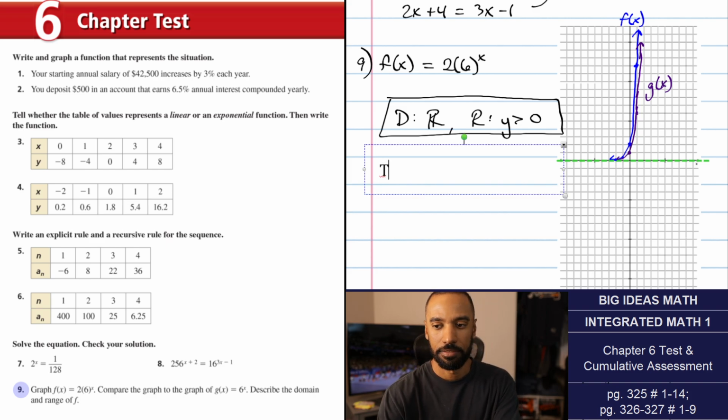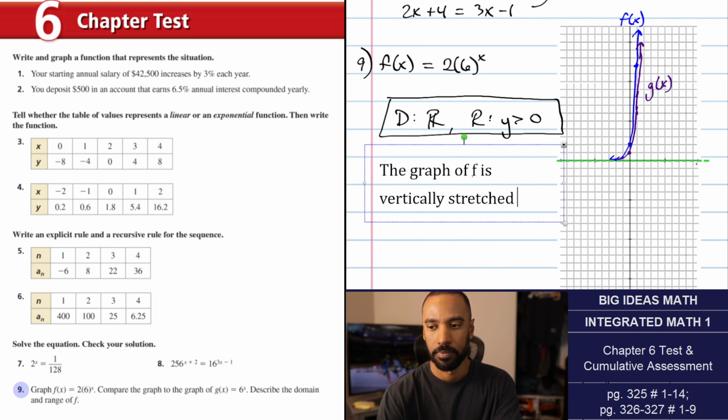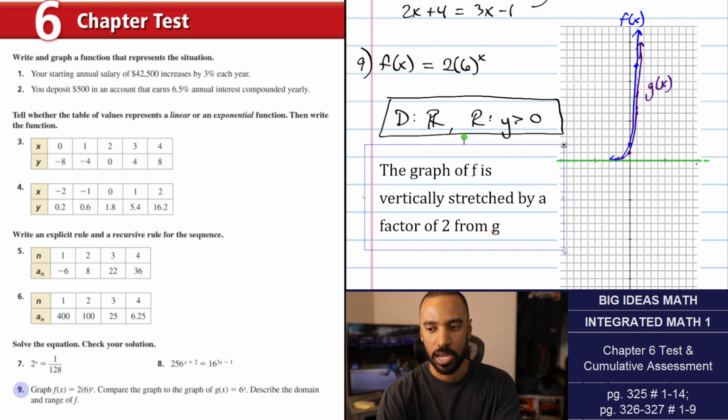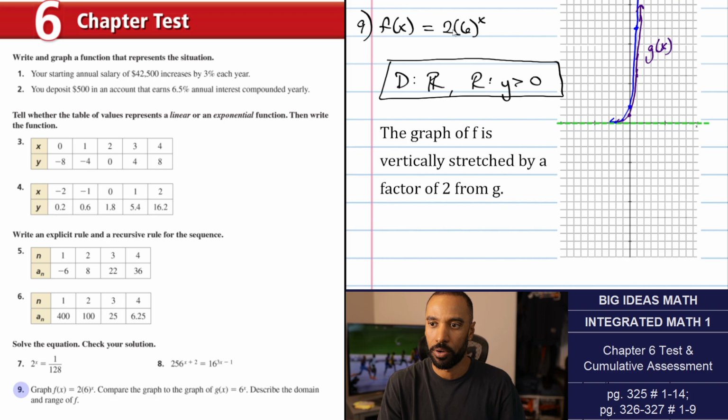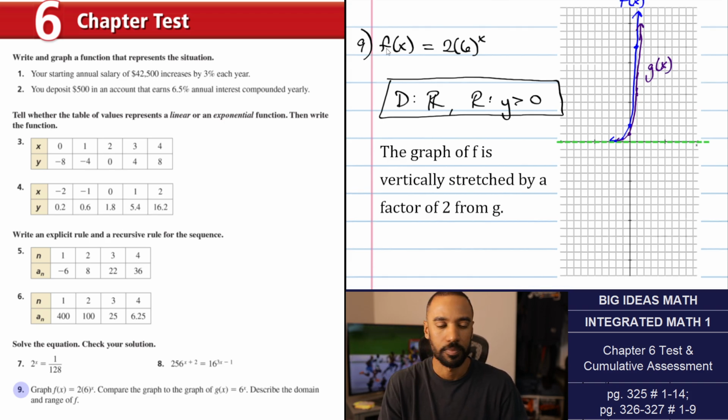The graph of f, that's just, I mean, that's the one difference in this equation, whereas g of x is the 6 to the x power. There's a 1 in front versus the 2. Okay.